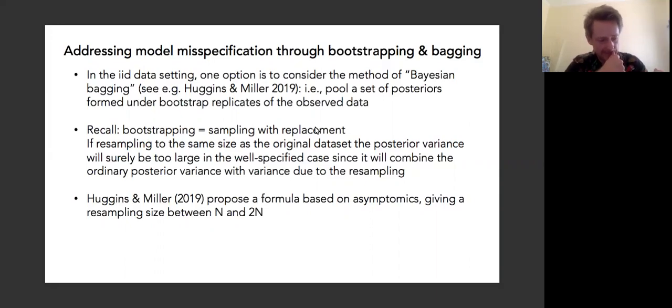So interestingly, if you're doing the Bayesian bagging method, you actually want to resample and make mock data sets that have more than the original number of observations. In this paper, Huggins and Miller give a useful formula which lets you choose a sensible resampling size, somewhere between the size of the original data set and double it in the worst case scenario.